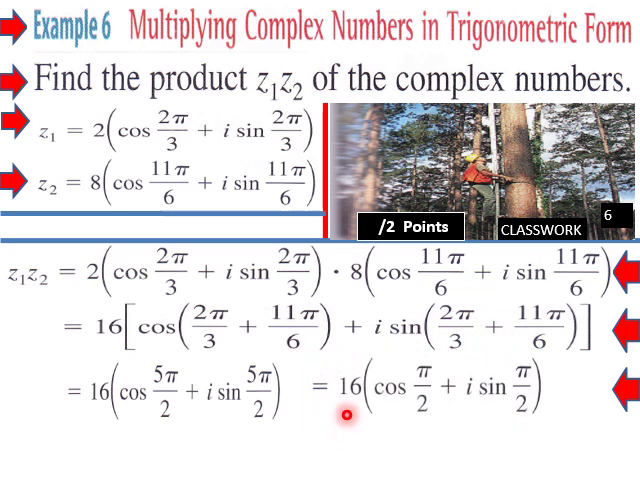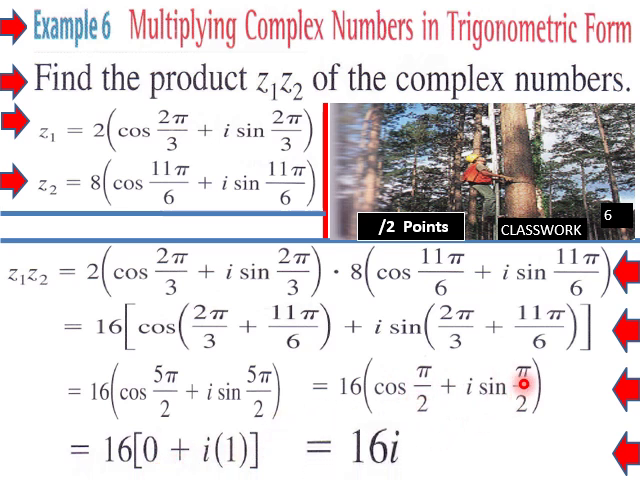And that would become 16 times cosine pi over 2 when we factor out a full cycle, which would be 2 pi out of this. We get 2 and 1/2 pi. So we just end up with cosine pi over 2 plus i sine pi over 2. And then that becomes 16 times 0 plus i times 1, and that is 16i, the product of these two quantities.